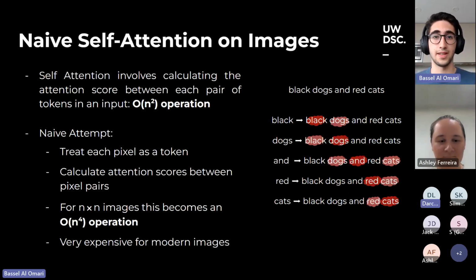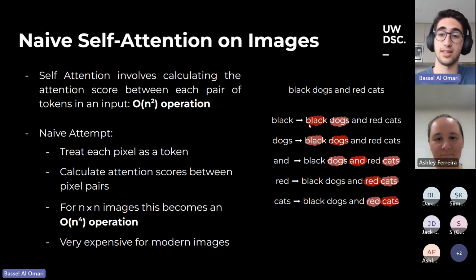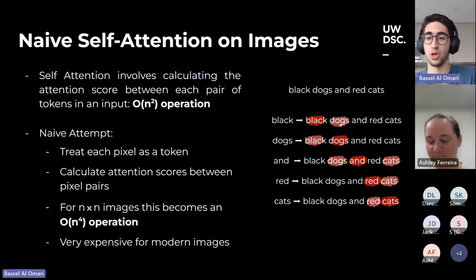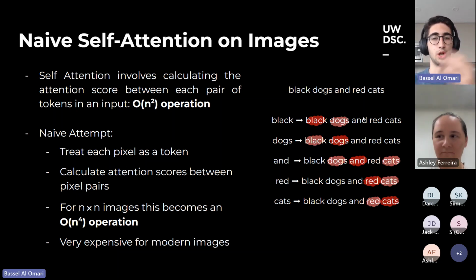In terms of the self-attention mechanism that we have for transformers, what it involves is calculating the attention score between each pair of words in a sentence, or each pair of tokens in a sentence. That's for the natural language processing case. So take the sentence black dogs and red cats. For each word, for example, the word black, you'd calculate attention score corresponding to all the other words. So it would have a high attention score for the word dog, low attention score for any other word, because the word black is an adjective that describes the dogs. It doesn't describe cats, it doesn't relate to anything else. And as you can see, you calculate that score between each pair. And this is considered an n-squared operation.